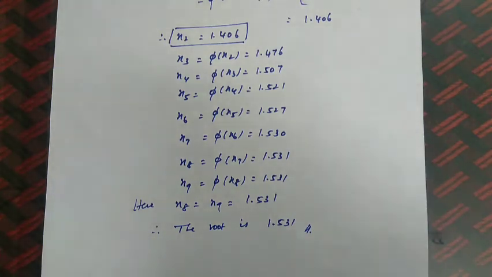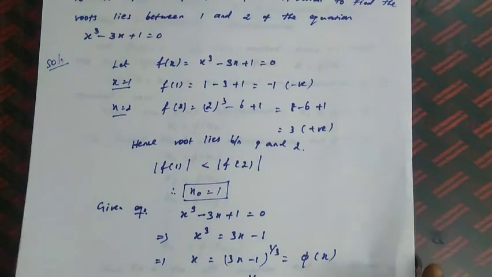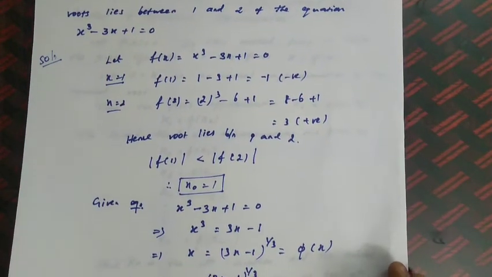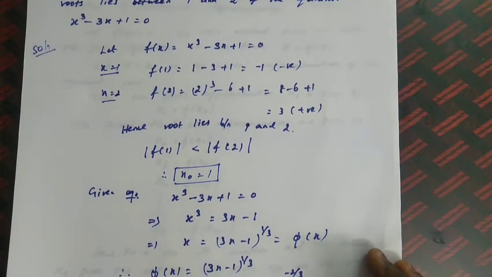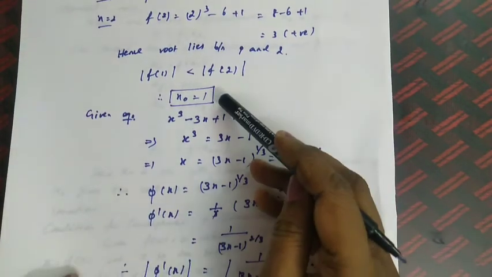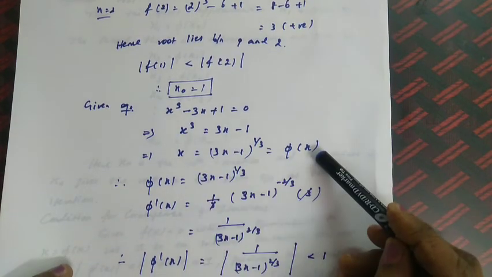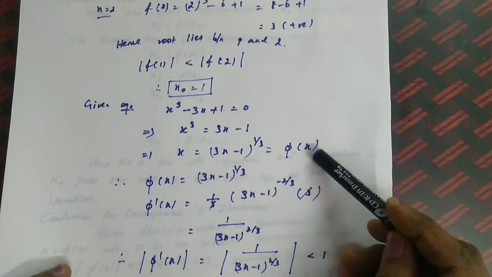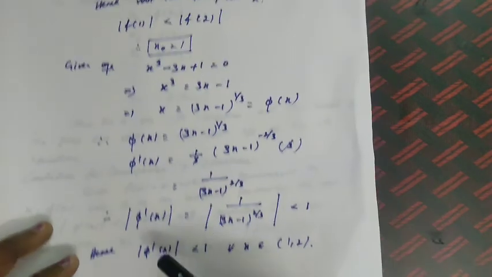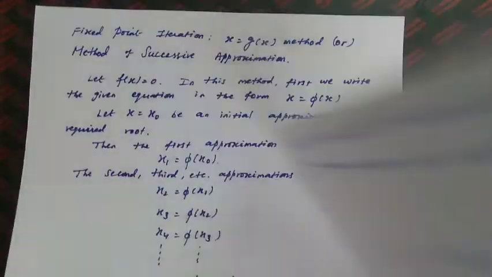So, what is the procedure? First, the given equation can be written as f of x is equal to 0. That can be written as x is equal to phi of x. After that, we have to find out where the root lies between. Then we have to initialize the value of x naught, so x naught is 1 here. After that, we rearrange the given equation in the form of x is equal to phi of x, and phi of x should satisfy the condition of modulus of phi dash of x less than 1. After the convergence condition is satisfied, we will go for the iterative method.